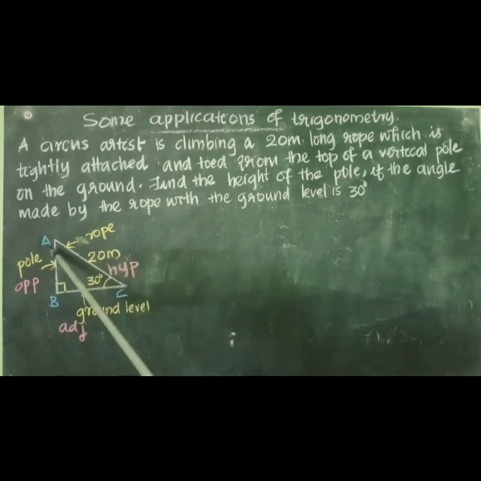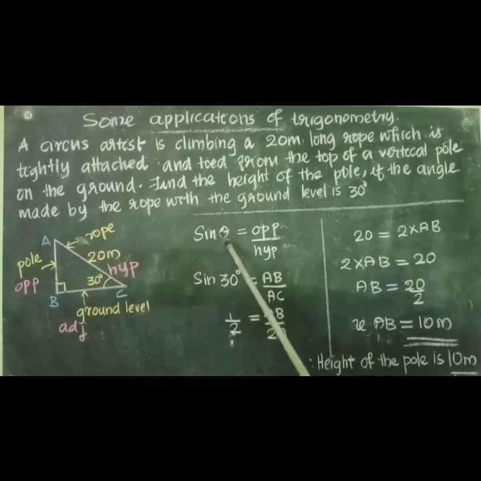So here we need to find out the opposite side. Here the hypotenuse is given. So let us use a trigonometric ratio with opposite side and hypotenuse. Which is the trigonometric ratio of opposite side and hypotenuse? We know sin theta equal to opposite side by hypotenuse. Here theta is given, that is equal to 30 degree.